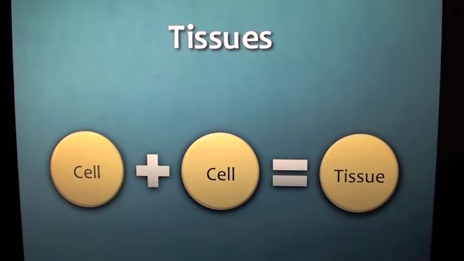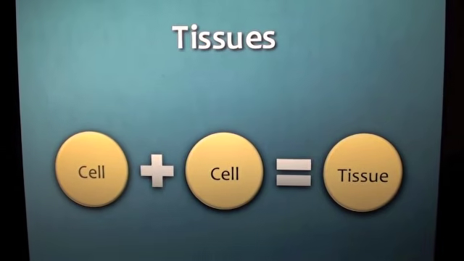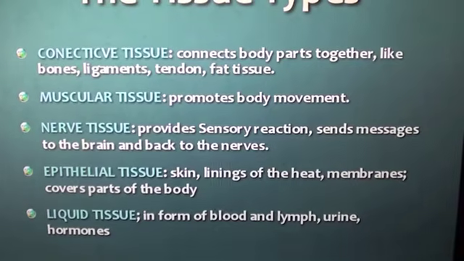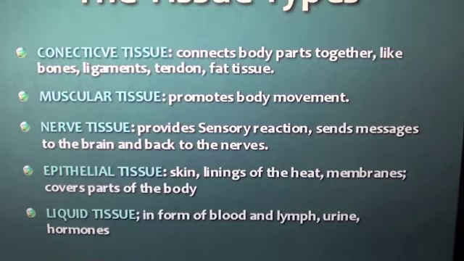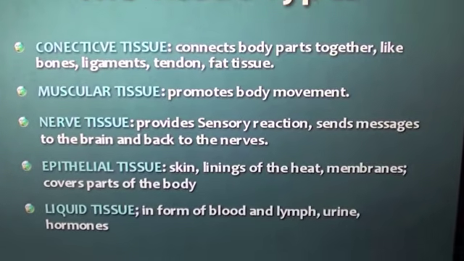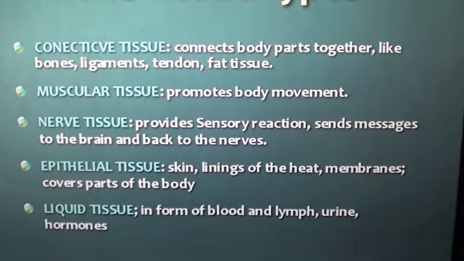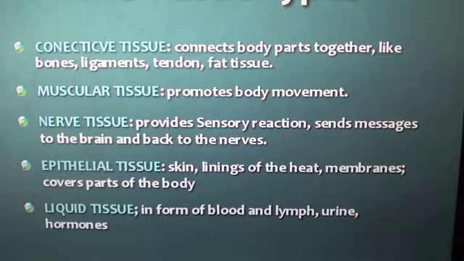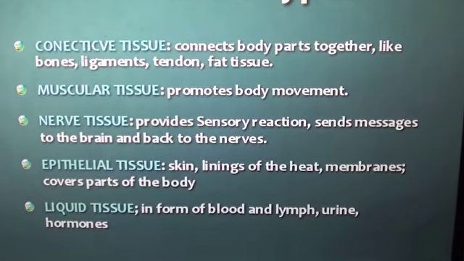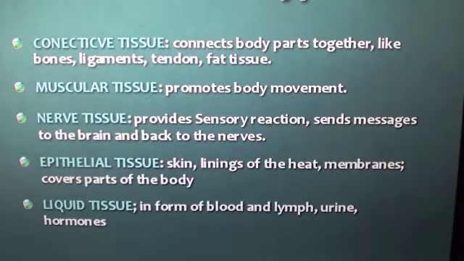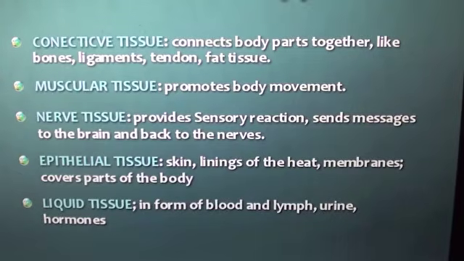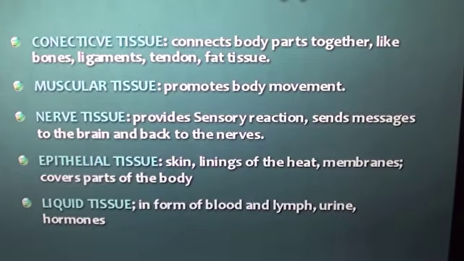Tissues are a combination of cells. Cell plus cell equals a tissue. The tissue types: connective tissue connects body parts together, like bones, ligaments, tendons, fat tissue. Muscular tissue promotes body movement. Nerve tissue provides sensory reaction, sends messages to the brain and back to the nerves. Epithelial tissue, skin, linings of the heart, membranes, covers part of the body. Liquid tissue is in the form of blood and lymph, urine, hormones.